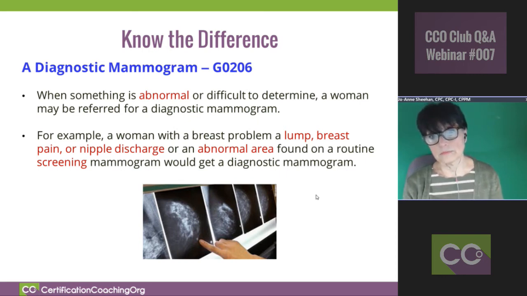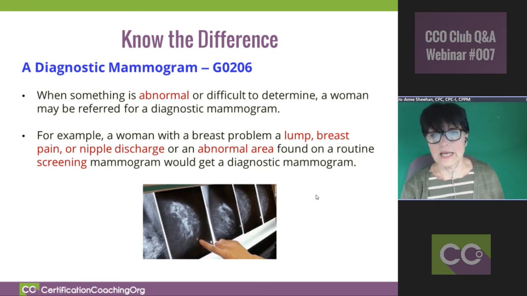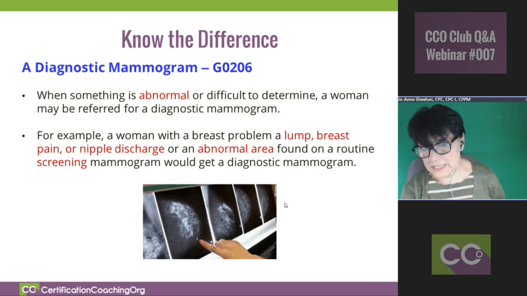Depends on how these tests are ordered. But the screening looks for trouble, and if there is trouble, then they go to diagnostic and research it further. And that's just showing how you see the series of pictures.